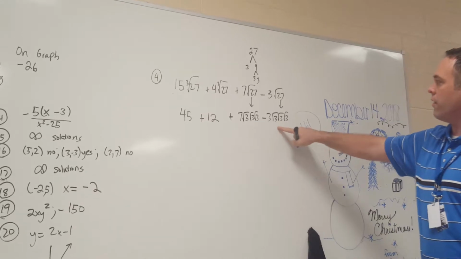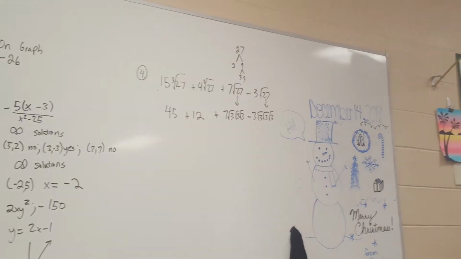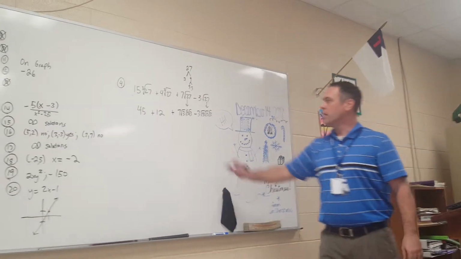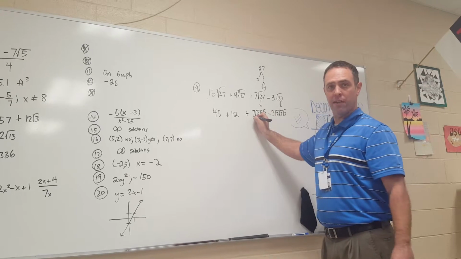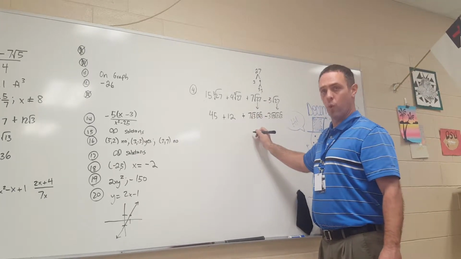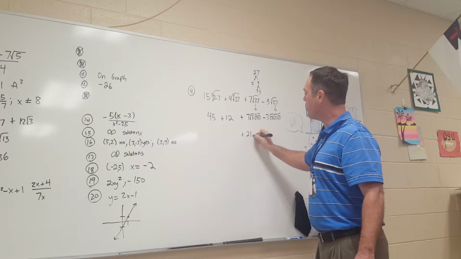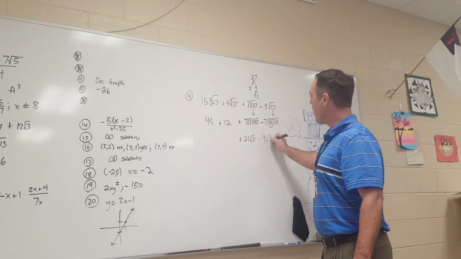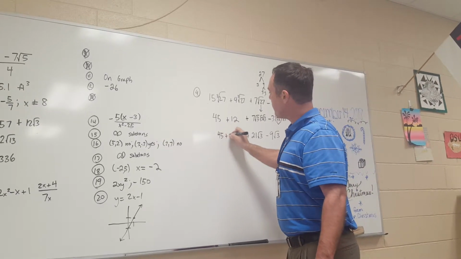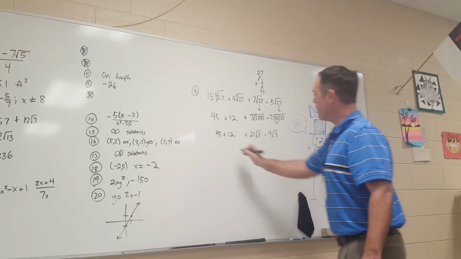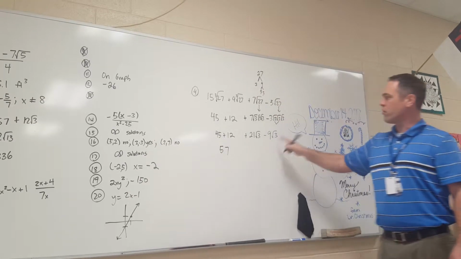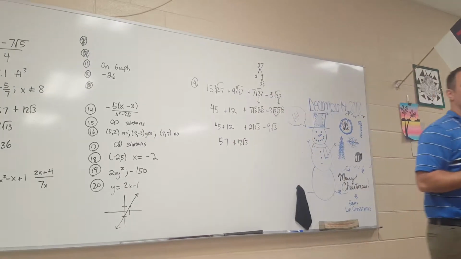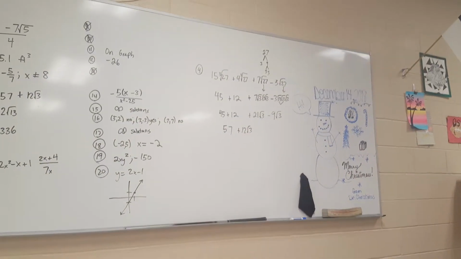It's equal to those 3, all, yes ma'am? Why didn't you just do 3 in front? We are. I'm just really breaking it down for you, okay? Then radical 3 times radical 3 is 3, and 3 times 7 is 21. So this would be plus 21 square root of 3. This would be 3 times 3 minus 9 radical 3. Then we just add like terms. 45 plus 12 is 57. 21 square roots of 3 minus 9 square roots of 3 is 12 square roots of 3. And we're done.